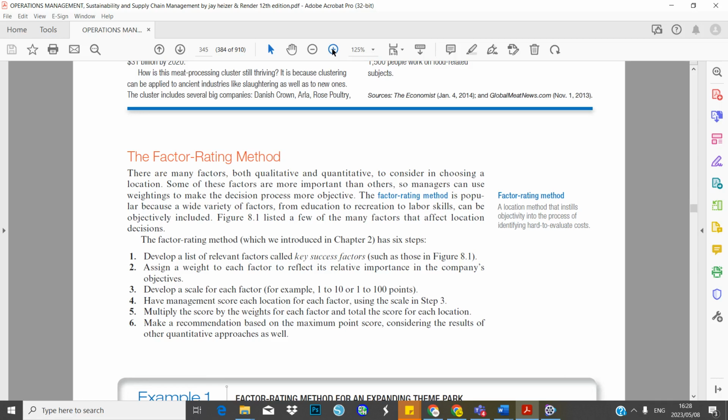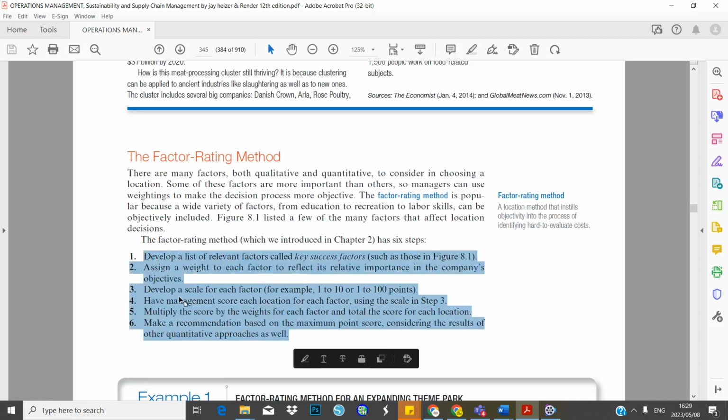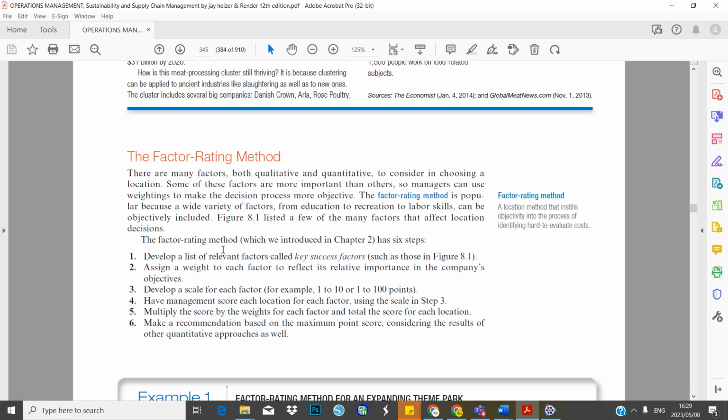Remember from the previous videos that we have discussed, we call these factors KSF, key success factors. Those are the items that a company considers when thinking, if I would like to relocate to this place, these are things that I would like to consider. Now, generally the factor rating method has 6 steps. I'm not going to take the time to go through each one of them, but they can be read in the textbook. Obviously, the very first one is to develop the KSFs, which are the factors themselves.